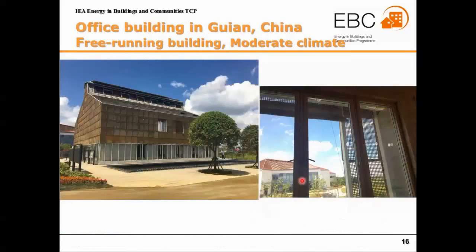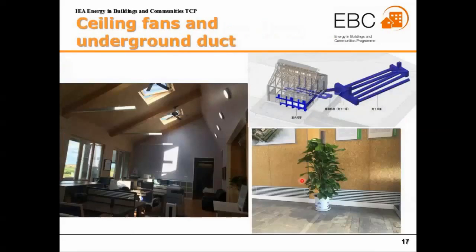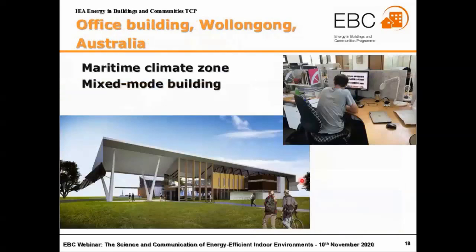And the second case is an office building in Guiyang, China. It's a free running building, a zero energy building, because it's located in a moderate climate. And their strategy is a ceiling fan, underground duct ventilation, natural ventilation, daylighting, and so on. The third one is an office building in Wollongong, Australia.